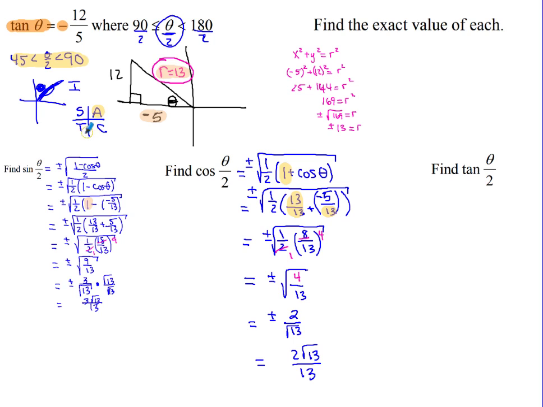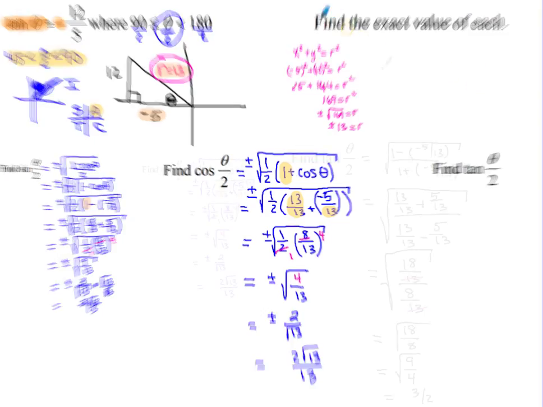So it doesn't matter whether I'm dealing with sine of theta over 2, cosine of theta over 2, or tangent of theta over 2. My final answer is always going to be positive. All right, so that's for cosine of theta over 2. Now go ahead and, if you got that one, you're good with it. Hit pause and then try to do tangent of theta over 2. When you're ready, hit pause again and come back to see how you did.